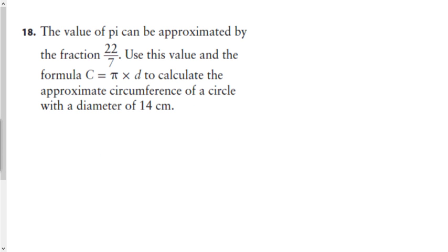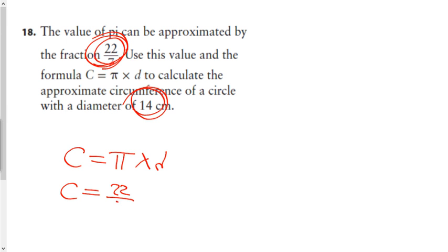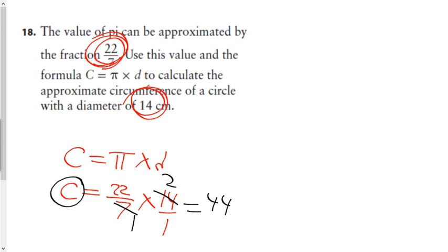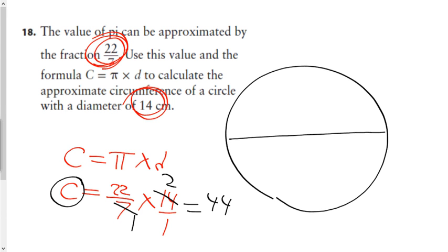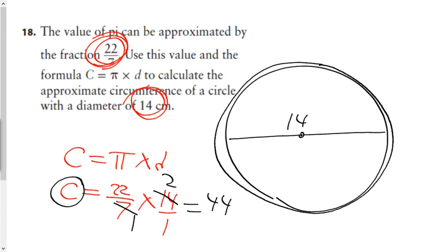Question 18, the value of pi can be approximated with this fraction. So if I write down the formula, circumference equals pi times d, and I know that this represents pi, and I know that this represents the diameter, I could simply substitute pi for this, d for this, and solve it using my fraction sense. Cross reduce to get 2 over 1. 22 times 2 is 44 over 1, which is 44. And therefore, the diameter is 14. The circumference of the circle, meaning the distance around the outside of the circle, would be 44 centimeters.